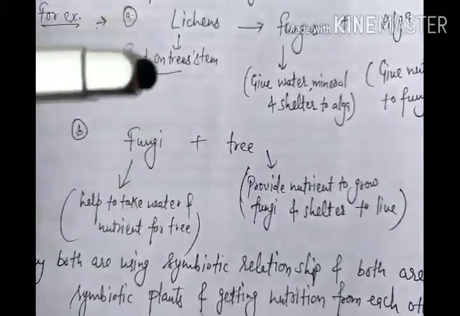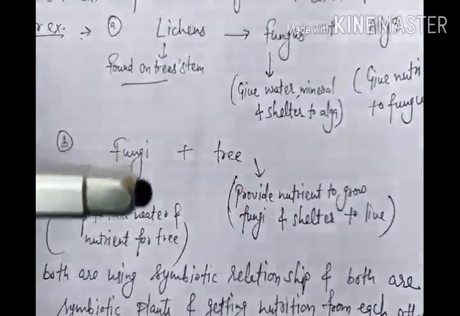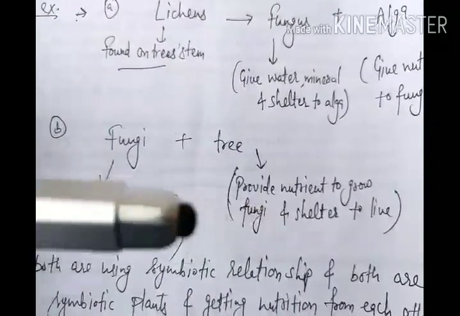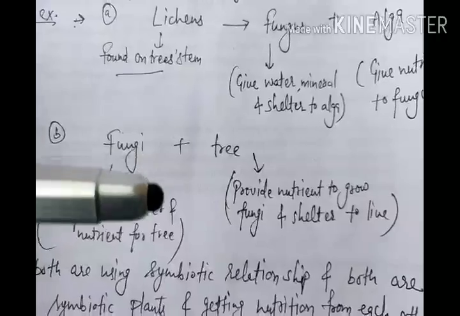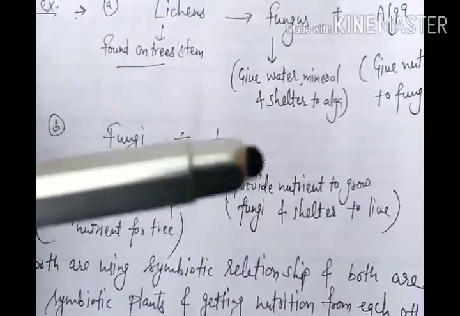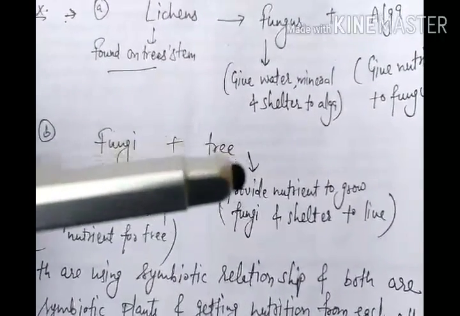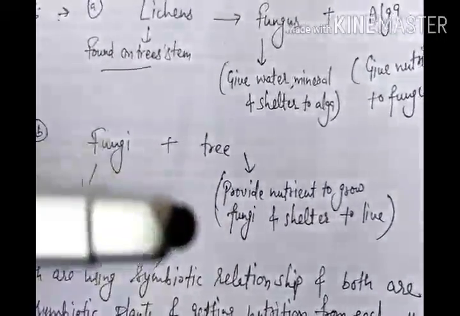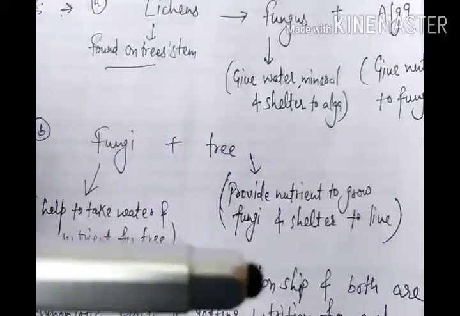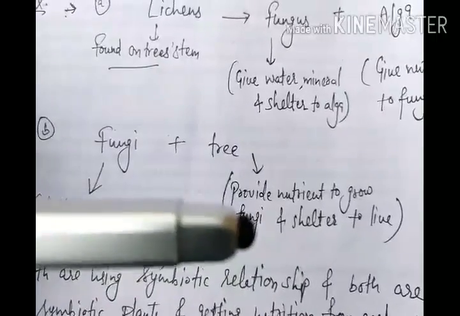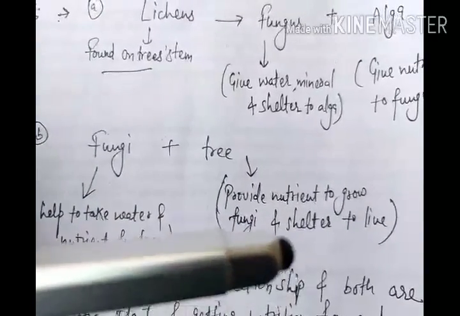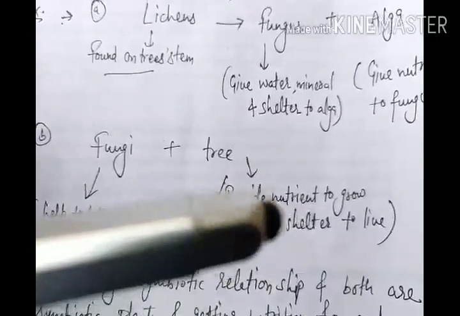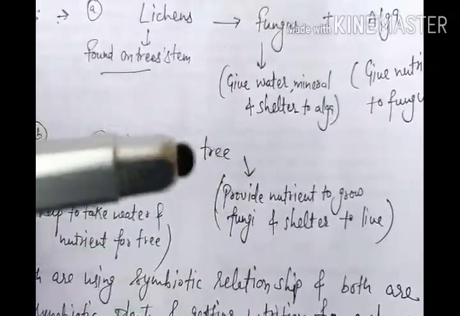In this way the tree can grow, and the tree in return, what does it do? The tree in return gives nutrients to help the fungi grow. The fungi grow with the help of the nutrients provided by the tree, and the tree also gives space to live, because a tree has a large space. Fungi are not visible to us, so the fungi live on the tree. That's why fungi take shelter from the tree and nutrients to grow from the tree.